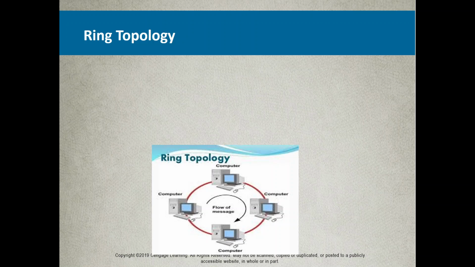All right, we're back. This is the MIS course. We're doing chapter number 6. We're talking about part number 4. We left off with talking about different networking topologies. We left off with the ring topology.